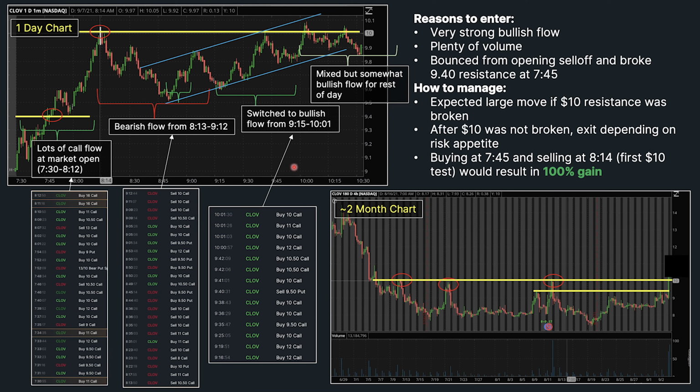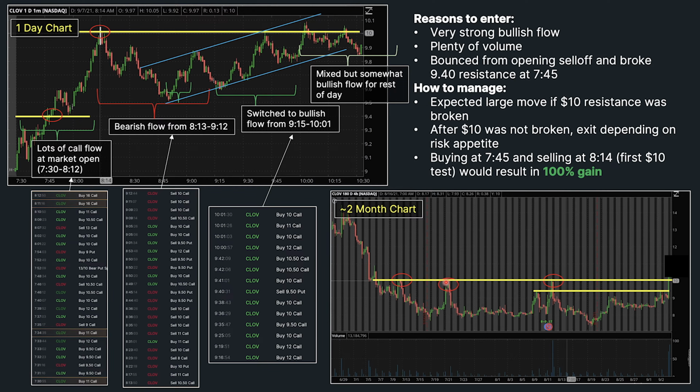Going to the charts over here, this one's a little more complicated, but of course there was a lot of bullish flow, which is always a good sign to look into something. There's plenty of volume on this, and it bounced from an opening sell-off here and then broke that area that I had bounced off of and broke through this resistance level.